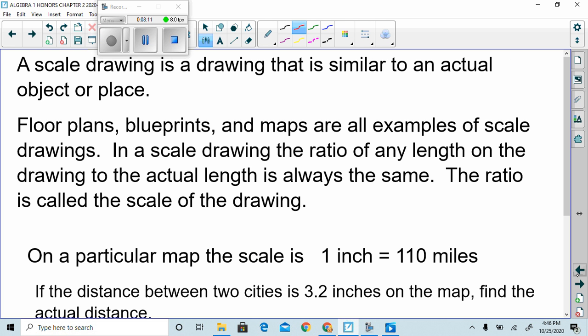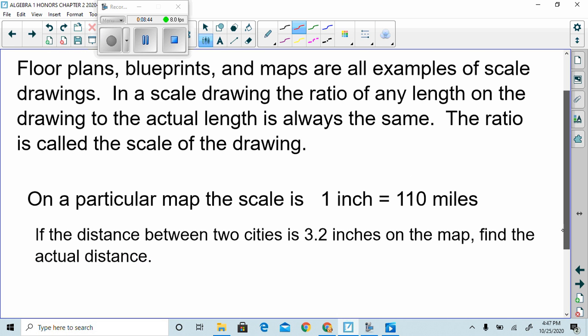Now, one last thing, a scale drawing is simply a drawing that is similar to the actual object or place. You have things like floor plans and blueprints and maps and models. You know, I have a toy model of a race car or a boat or a plane. They're all examples of scale drawings or scale models. In a scale drawing, the ratio of any length on the drawing to the actual length is always the same. And the ratio is called the scale of the drawing.